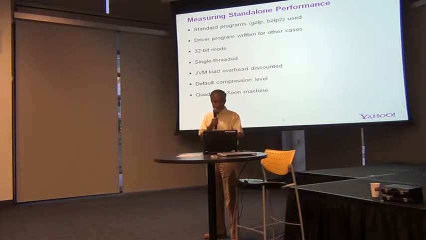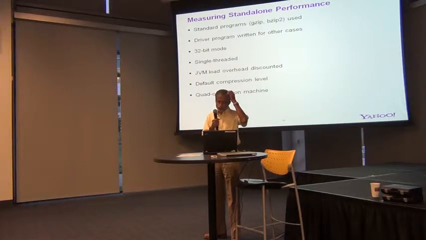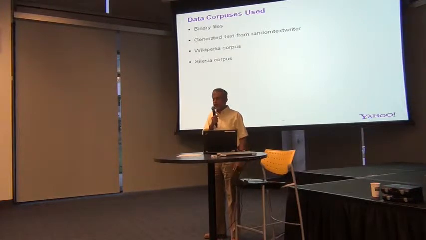We use standard programs to measure the performance over here for gzip and bzip2. And for the other formats, we have specific libraries that we use. And they all run in 32-bit mode because the clusters run in 32-bit mode. The compression depends quite significantly on the kind of data that's being processed. And in this case, we use a variety of data over here.